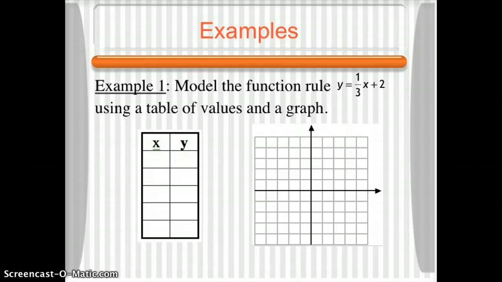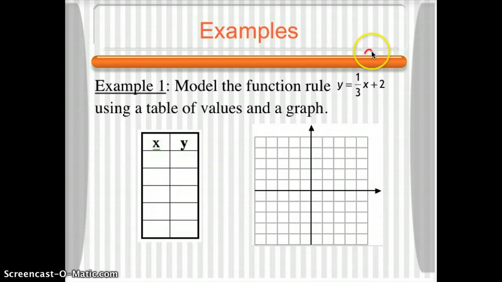Okay, so here's the first example. There's a few ways to do this, but right now we're just going to work on modeling the function rule y equals 1/3 x plus 2 using a table of values and a graph. When I'm working on something like this, I like to pick some values for x. You're allowed to pick whatever you want, but I highly encourage you to pick some negative values, some positive values, and always include 0.